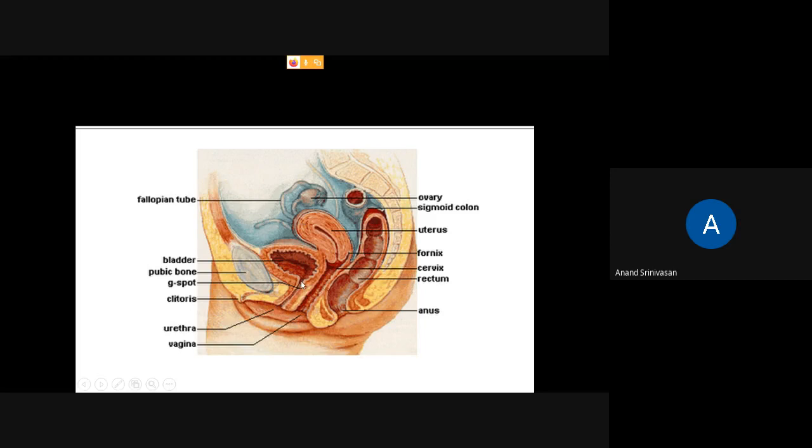So this is the female urethra. It doesn't pass through any prostate gland and it is not divided into many parts. It is just a small one, 4 centimeters, situated behind the pubic symphysis. Any doubts?